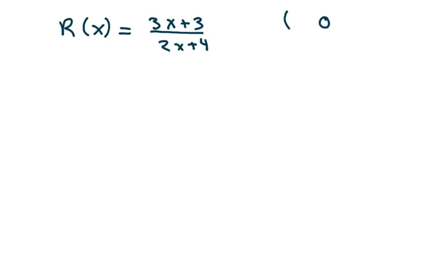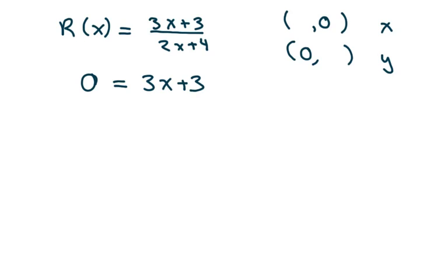So we have r of x equals 3x plus 3 over 2x plus 4. We're looking for the intercepts, where y is 0 and where x is 0. When y is 0, you set your numerator, p of x, equal to 0. When you solve, you get negative 1 equals 3x, so x equals negative 1. And the y-intercept is when x is 0. So basically, when x is 0, these terms just go away and we're left with 3/4. So those are the intercepts.